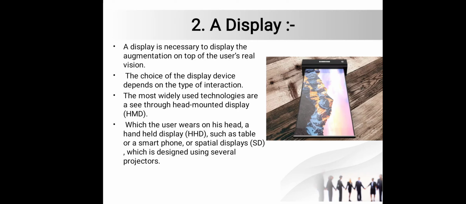Second is a display. A display is necessary to display the augmentation on top of the user's real vision. The choice of the display device depends on the type of interaction. The most widely used technologies are a see-through head-mounted display (HMD), which the user wears on his head, a hand-held display (HHD), such as tablets or smartphones, or a spatial display (SD), which is designed using several projectors.